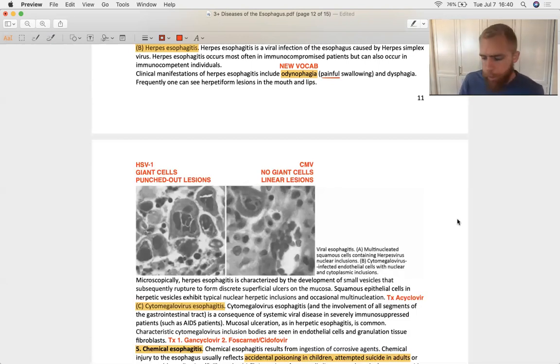Cytomegalovirus is a little bit different in its diagnosis. You're not going to see multinucleated giant cells. You're not going to Tzanck smear it.